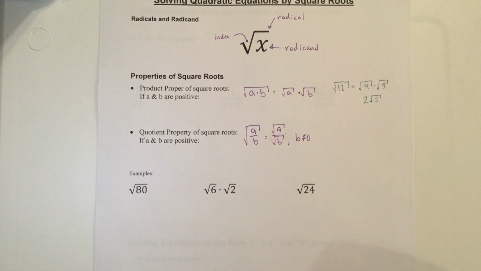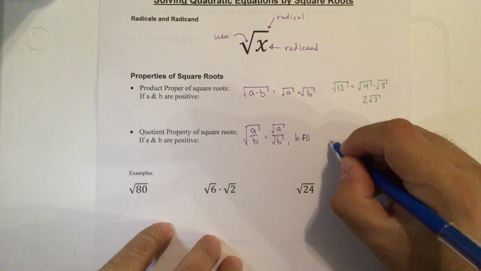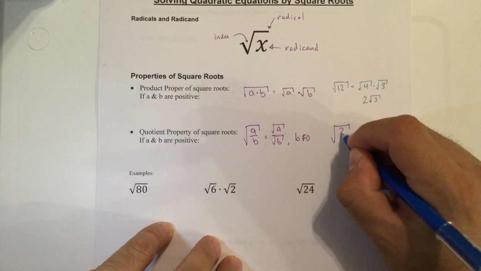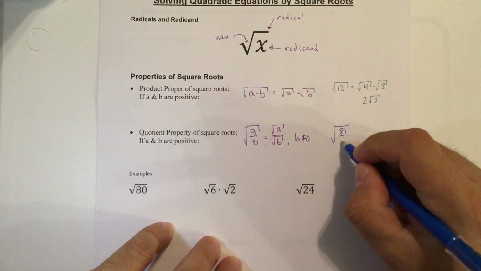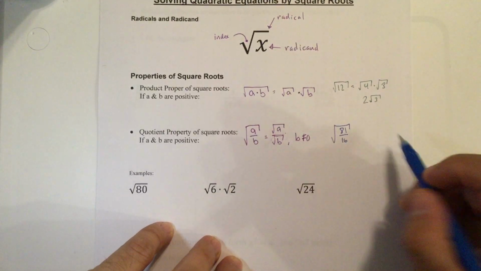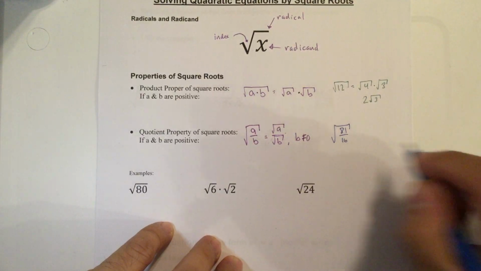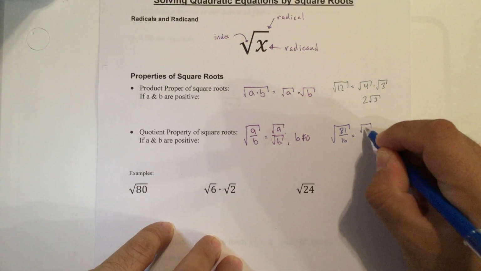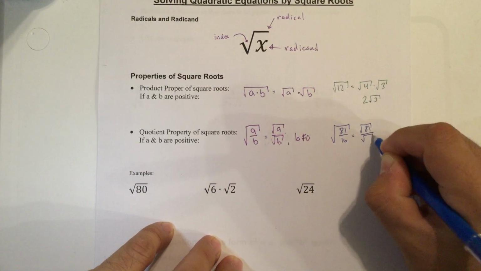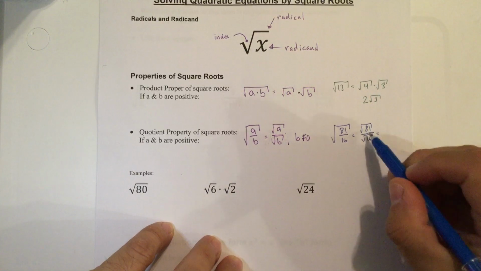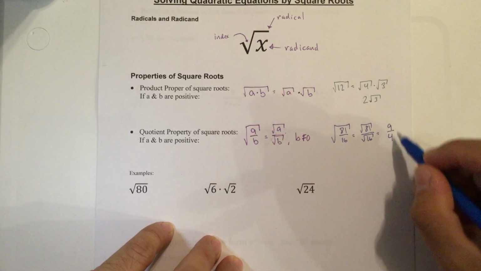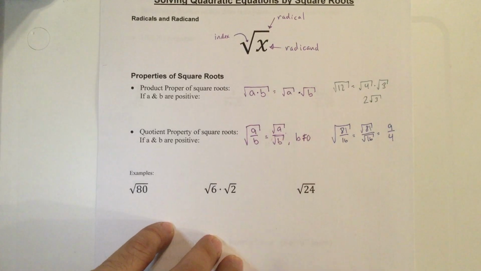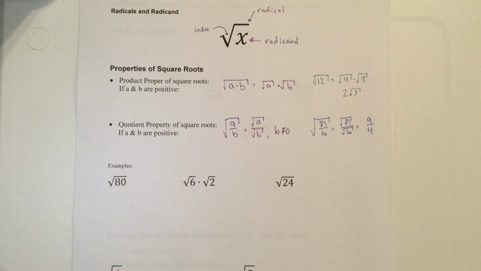An example of this would be if you had the square root of 81 over 16. Right now it's just the square root of 81 over 16, but we could break this apart into the square root of 81 divided by the square root of 16, and hopefully we see that the square root of 81 is actually 9, and the square root of 16 is actually 4. So our answer would be 9/4. So that's when we would use that property.